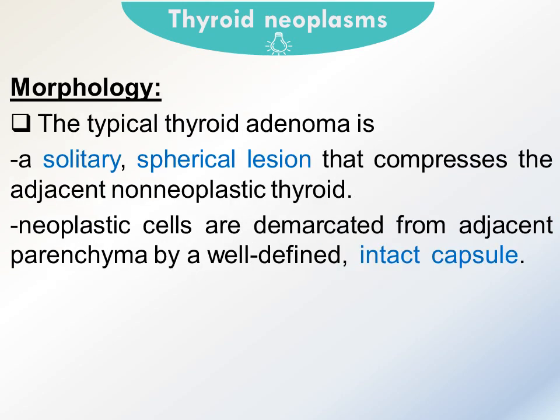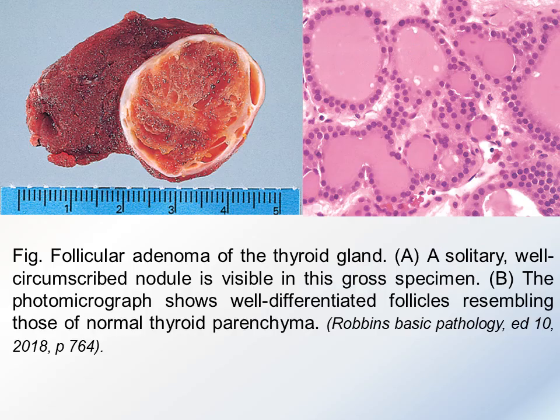For the morphology, the typical thyroid adenoma is a solitary, spherical lesion that compresses the adjacent non-neoplastic thyroid. The neoplastic cells are demarcated from the adjacent parenchyma by a well-defined intact capsule. This figure shows a follicular adenoma of the thyroid gland, and you can notice a solitary well-circumscribed nodule in this gross specimen.